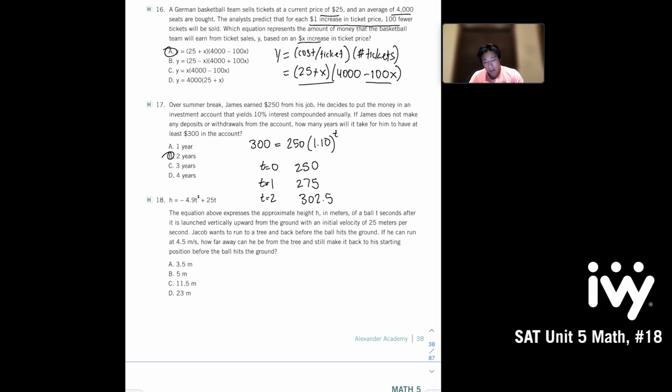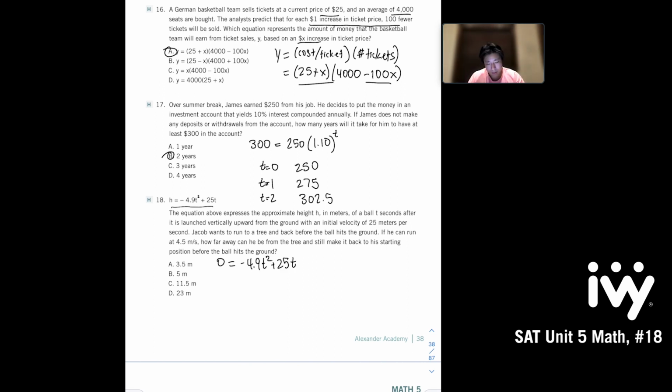Because this equation up here tells us the height after a certain time, we're looking for the height of 0 when the ball falls back to the ground. Of course, because it's a parabola, we'll have 2 solutions. Hopefully one of those will be at t equals 0. So let's take a look at this. We want a height of 0, so we set that equal to negative 4.9 t squared plus 25t.